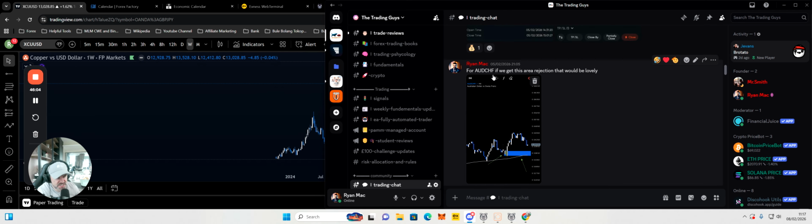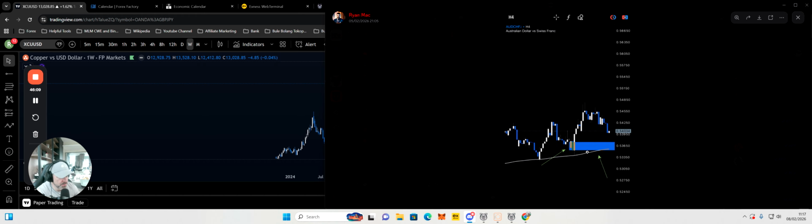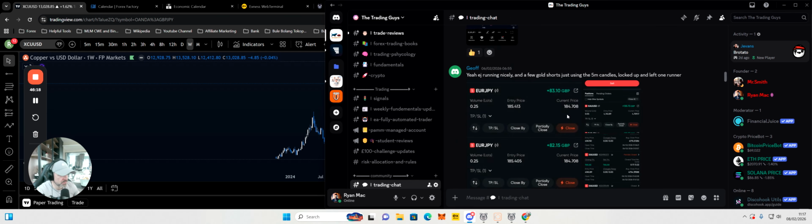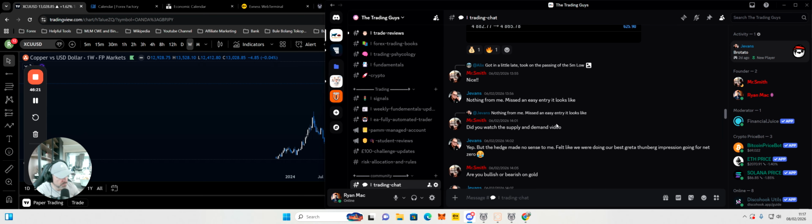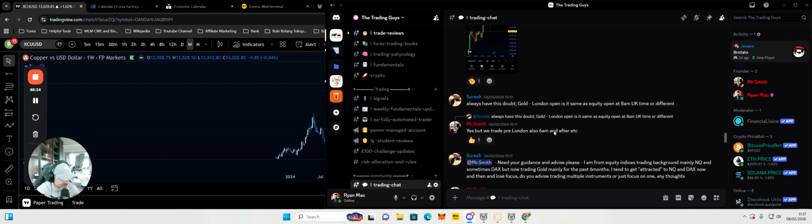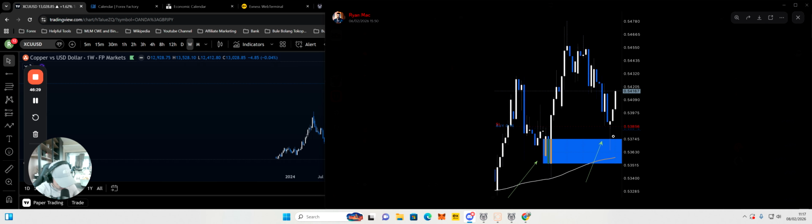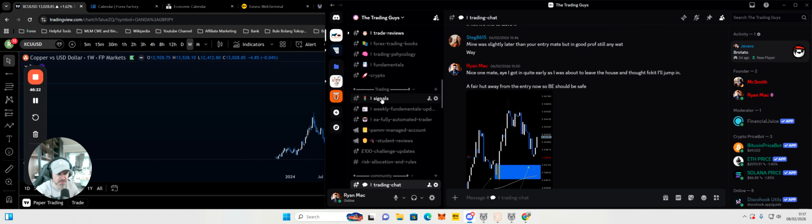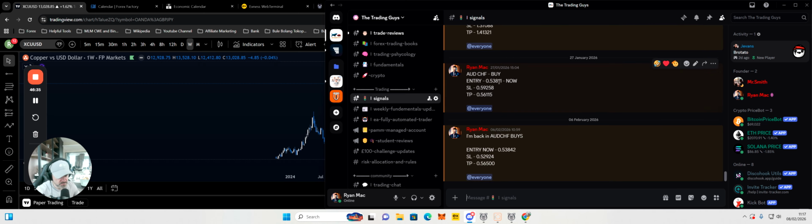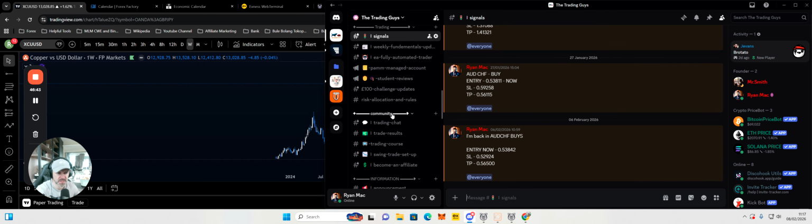So, for AUD-CHF, if we get this area rejection, that would be lovely. And look, I've drawn it up here. Look, here it is. Small candle, large engulfing, and I've pointed to the arrows where we want the market to come to, before it comes. Then, if we scroll down, you can see we get exactly that. And we take the trade. Happy days. And I also give the signal in here. Here was the initial buys. I'm back in AUD-CHF buys. Enter now. Price. Stop loss. Take profit. Okay. Simple as that, guys.